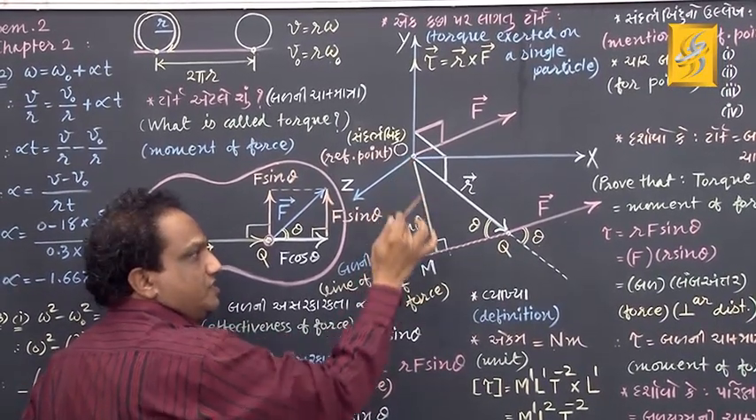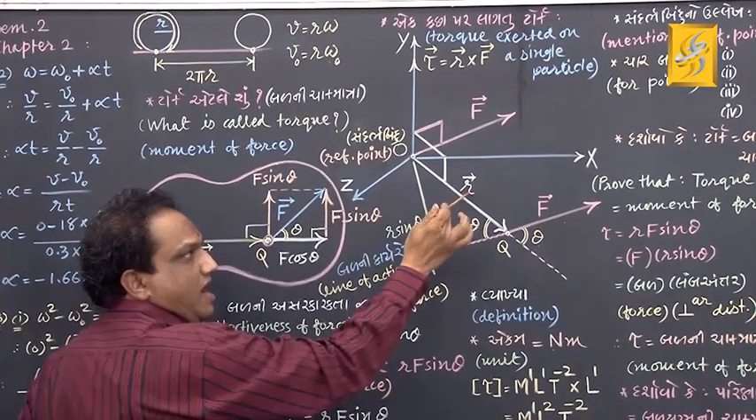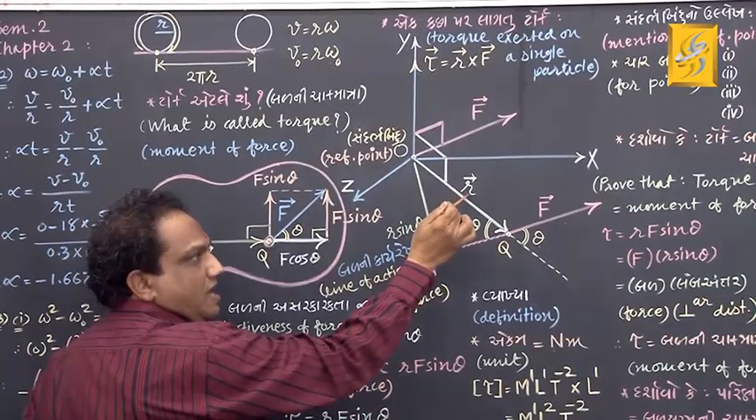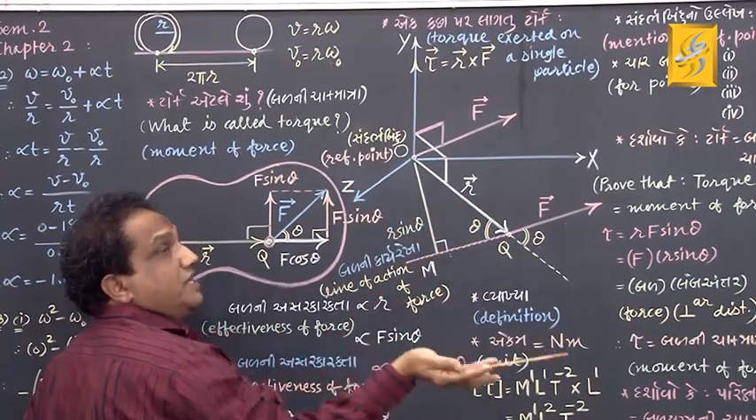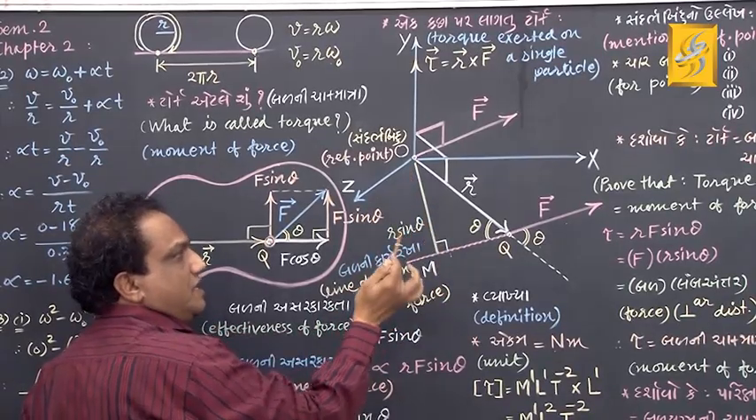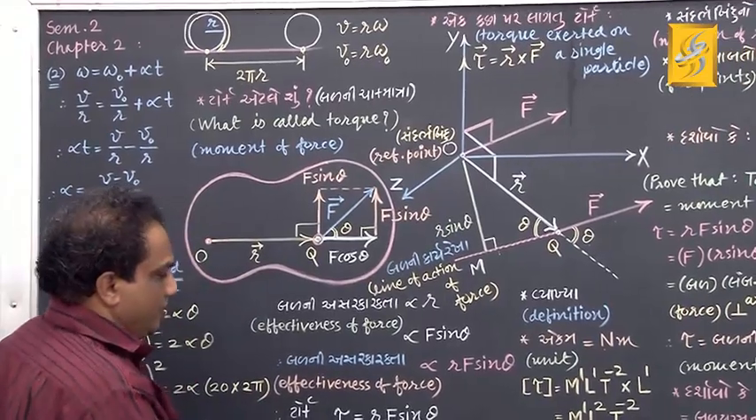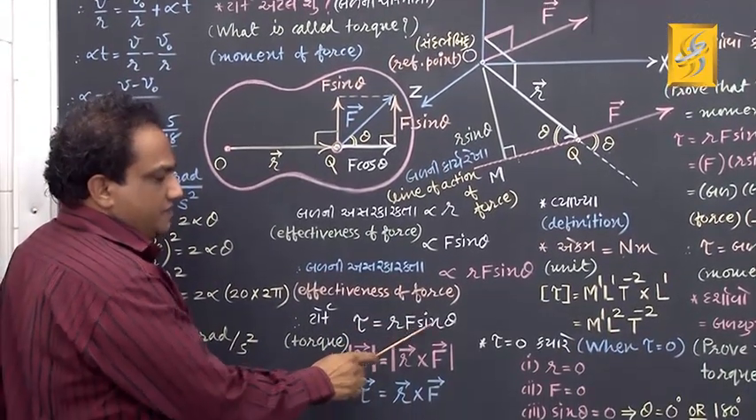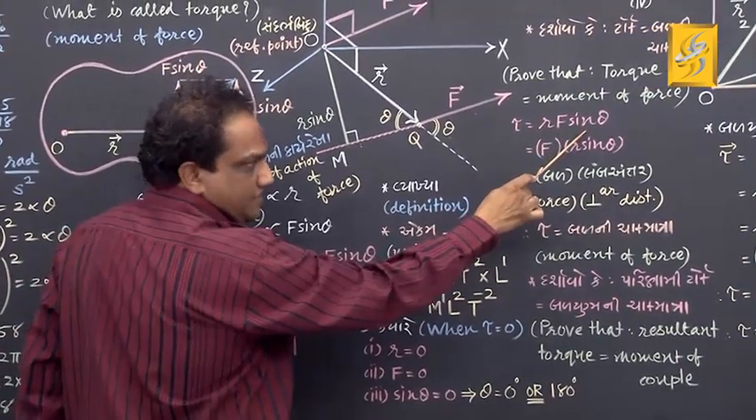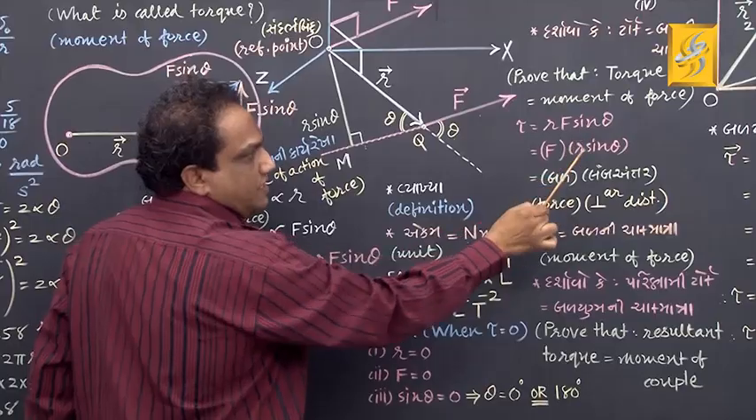And how much is the distance OM? Distance OM would be the component of r opposite to theta, which is r sin theta. So this component is r sin theta. Now tell me, what is the magnitude of torque? r f sin theta. The magnitude of torque is r f sin theta. Can you rewrite this way? f into r sin theta.